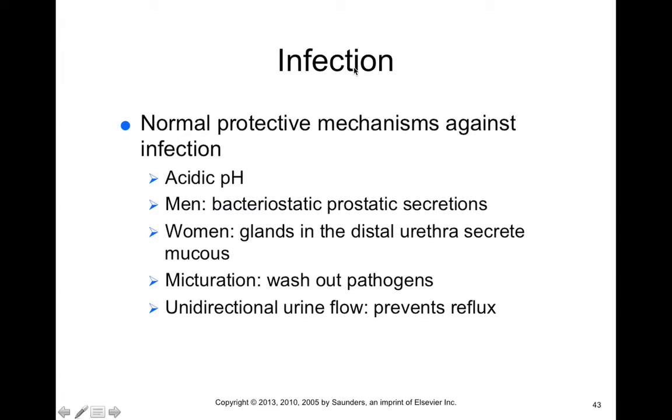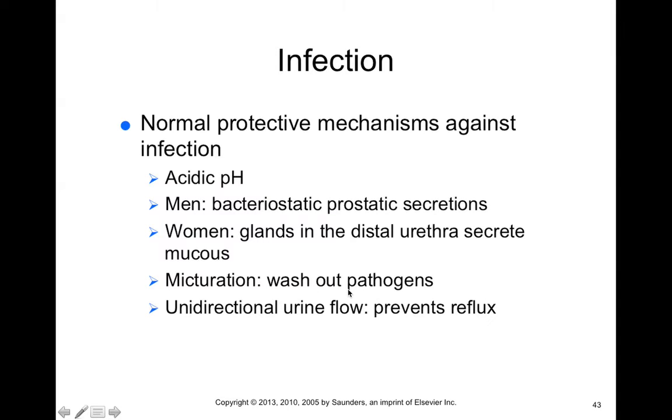Now, in terms of infection, normally our kidneys have protective mechanisms that can prevent infection. Things like the acidity of your urine prevent infection because acidic urine can help kill and wash out bacteria along the urinary tract. In men and women, there are bacteriostatic secretions. For men, there are secretions made by the prostate. In women, there are different glands in the urethra that can secrete a protective mucus. And normal urination, or micturition, also helps to wash out pathogens.